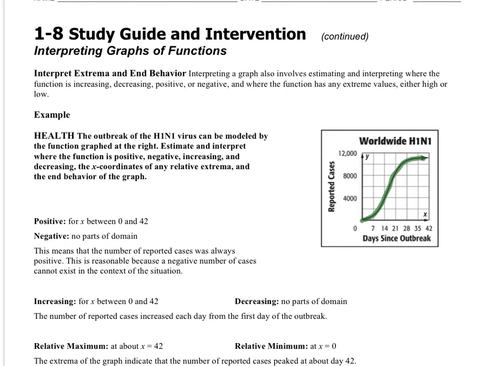And then for increasing, for x between 0 and 42. So it's never not increasing. It's always increasing. And again, we are talking left to right for that. So there was never a dip in reported cases. So for decreasing, no parts of the domain because the number of reported cases continued to increase from the first day of the outbreak. So this explanation goes for the decreasing.